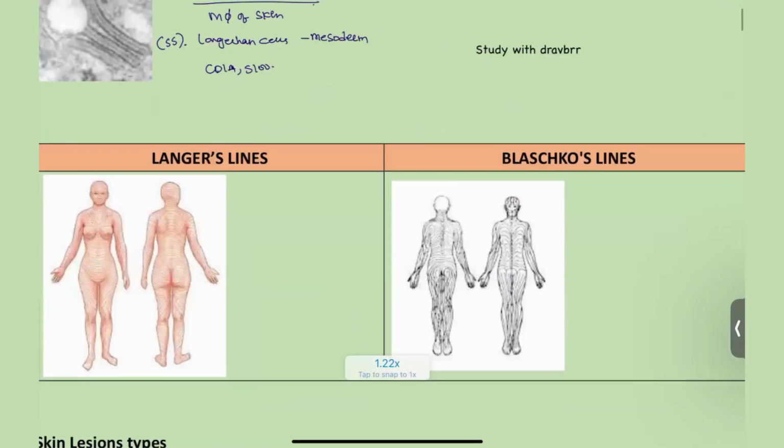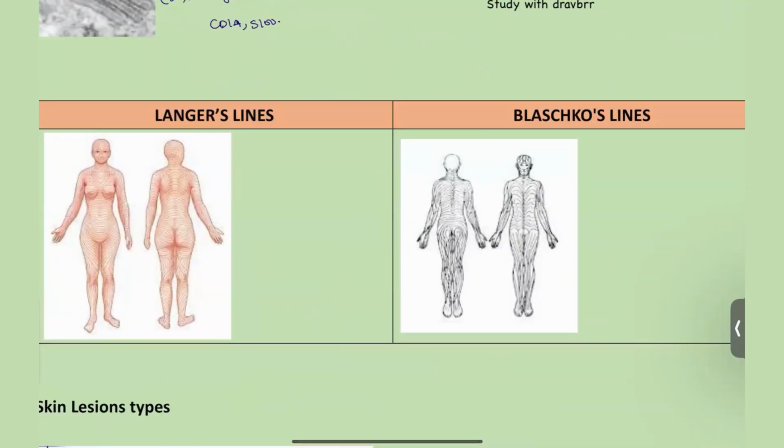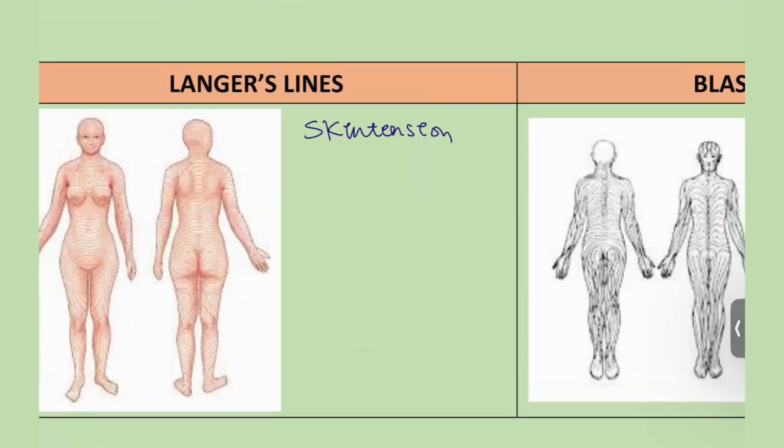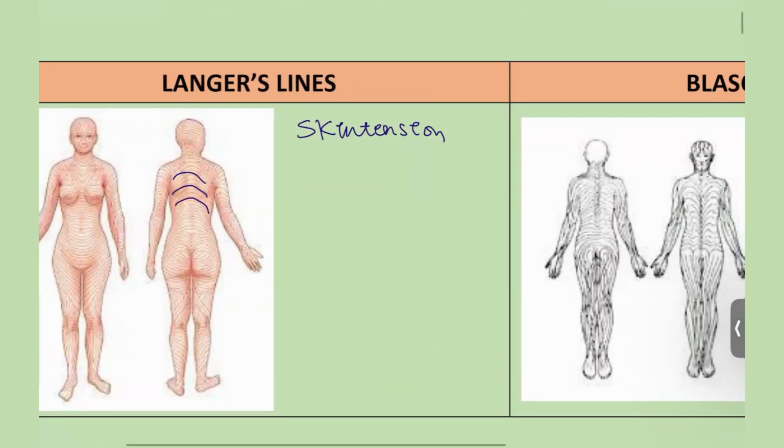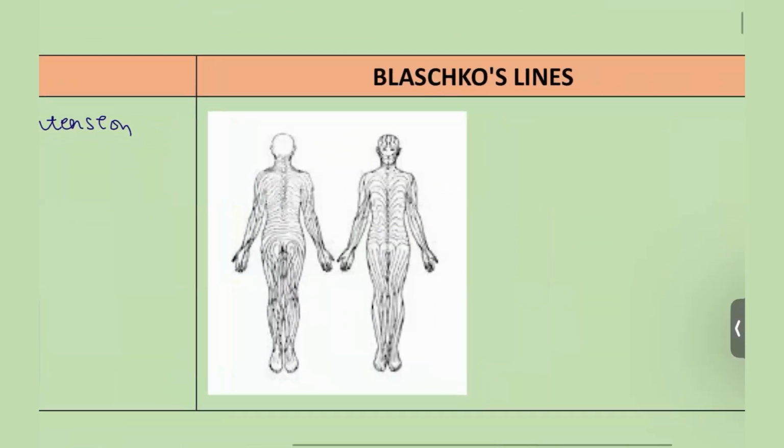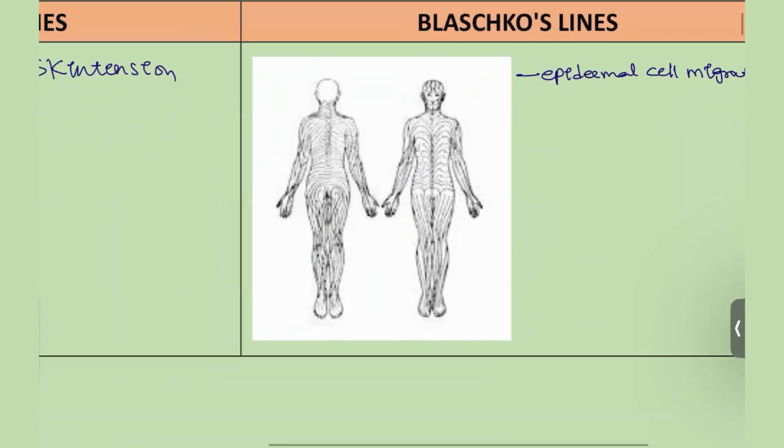Next one, Langer lines and Blaschko lines. What is the difference between these two? Langer lines are associated with skin tension, as you can see in this picture. Whereas Blaschko lines represent epidermal cell migration.